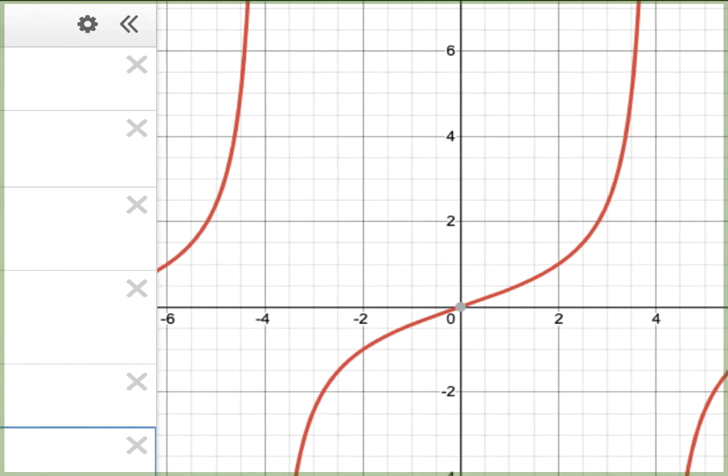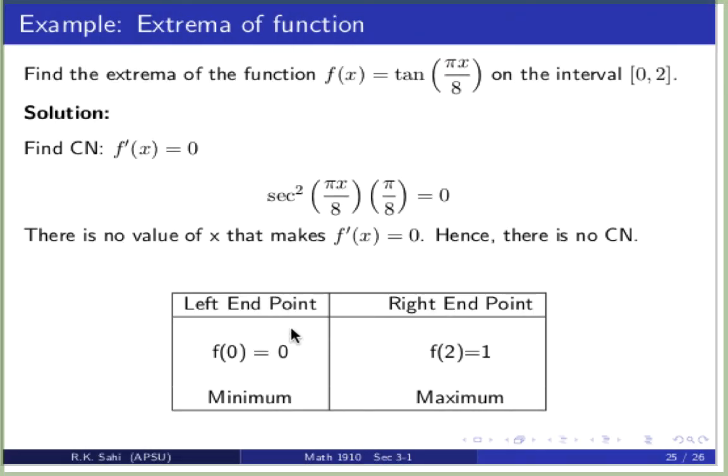Let's see what our analytical approach shows. When you take the derivative, it's secant squared of pi x over 8 times the derivative of pi x over 8, that's pi over 8. Remember, we're applying the chain rule, guys. Now, we know from trigonometry that there is no value such that secant squared of pi x over 8 is equal to 0. The secant function never touches the x-axis in this interval 0 to 2. So there is no critical number.